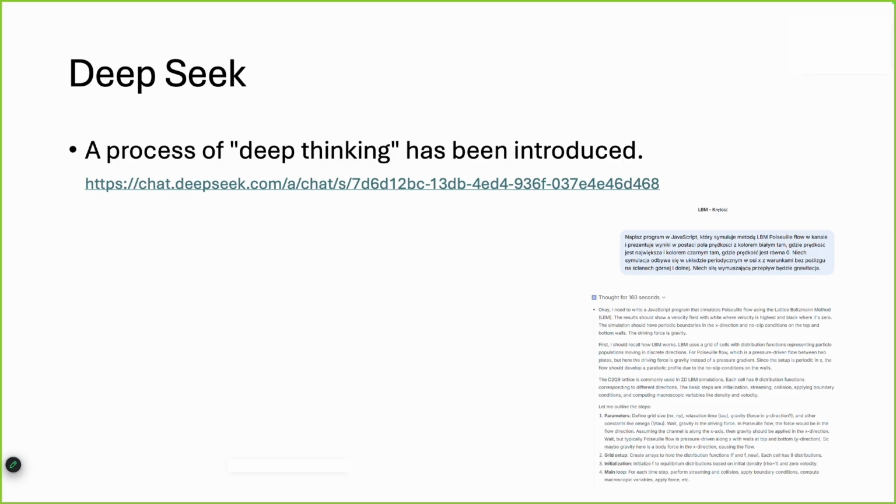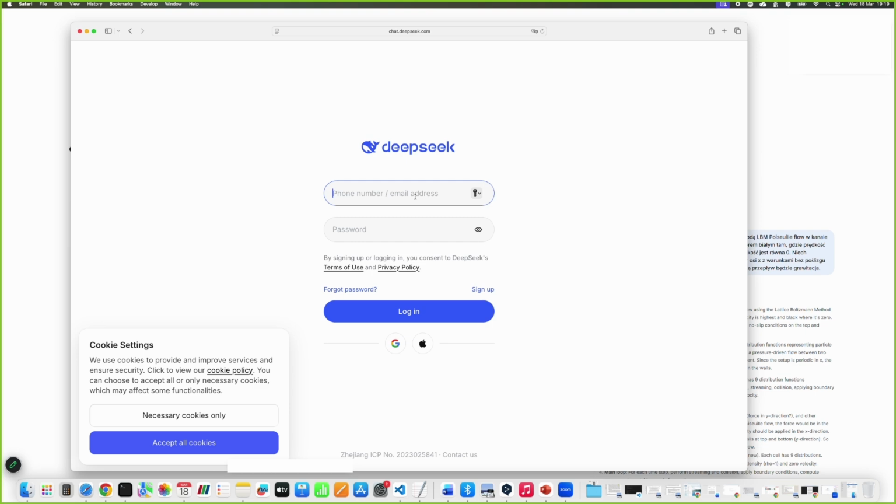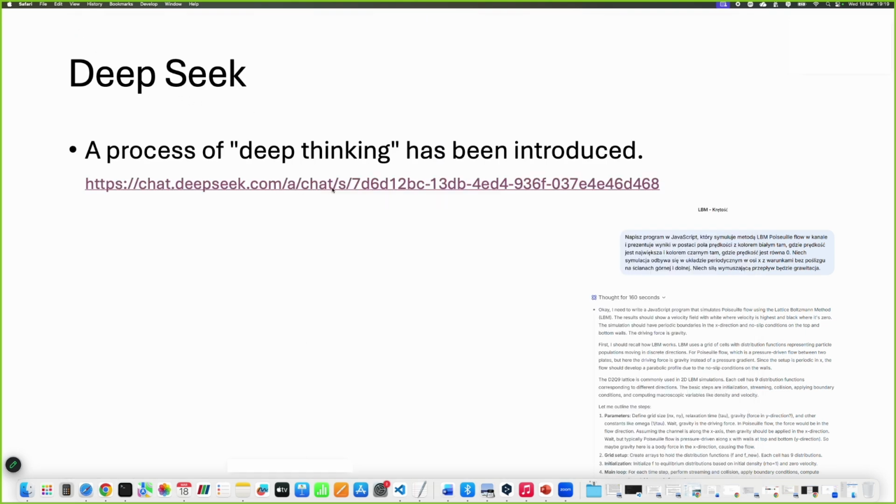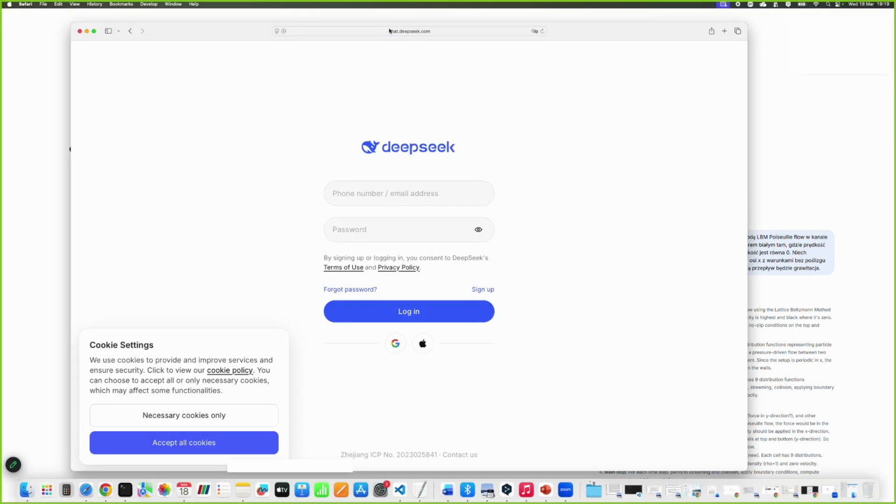Now, DeepSeek has introduced this deep thinking. Let me show you how it looks in reality. I'm sorry, I have to open it in another window.